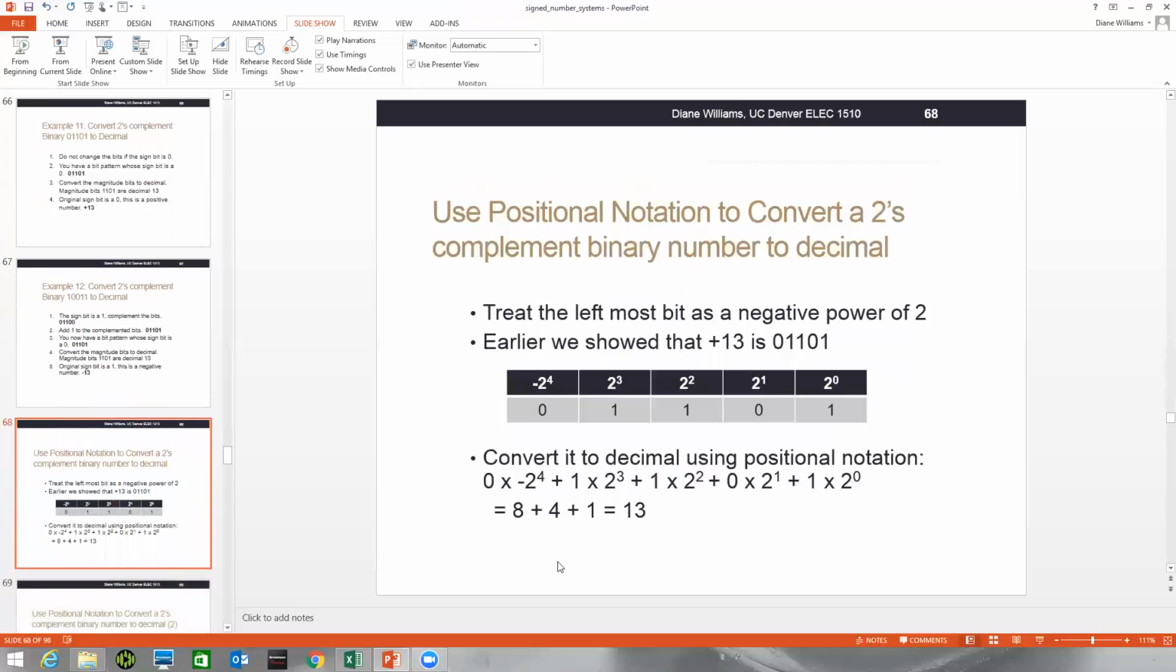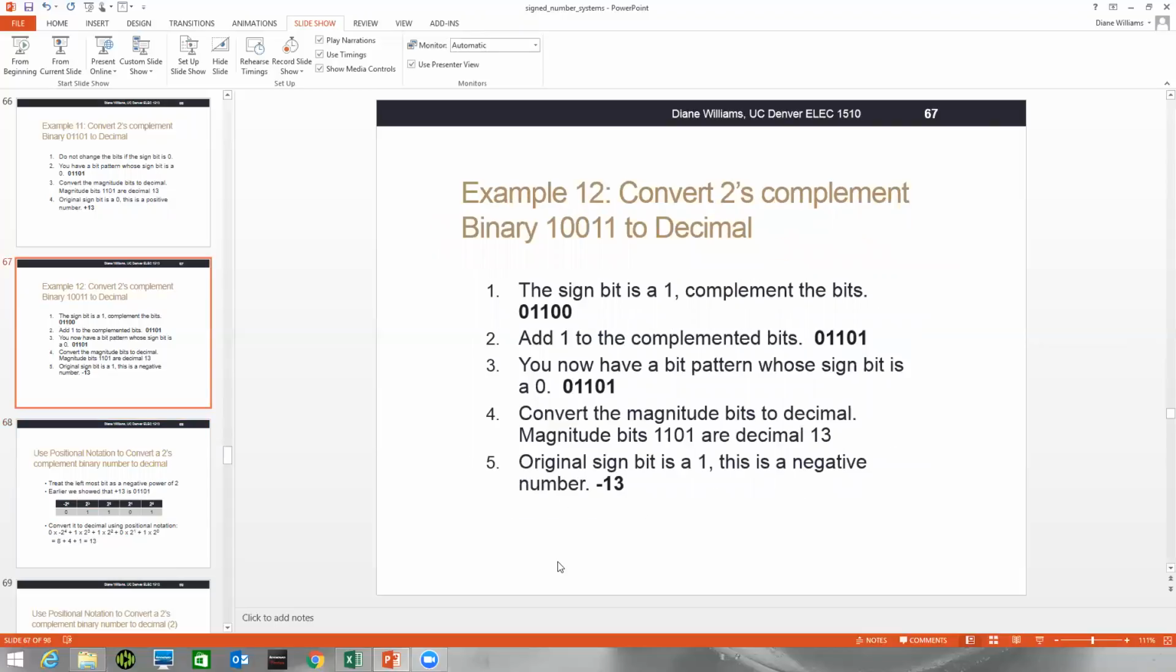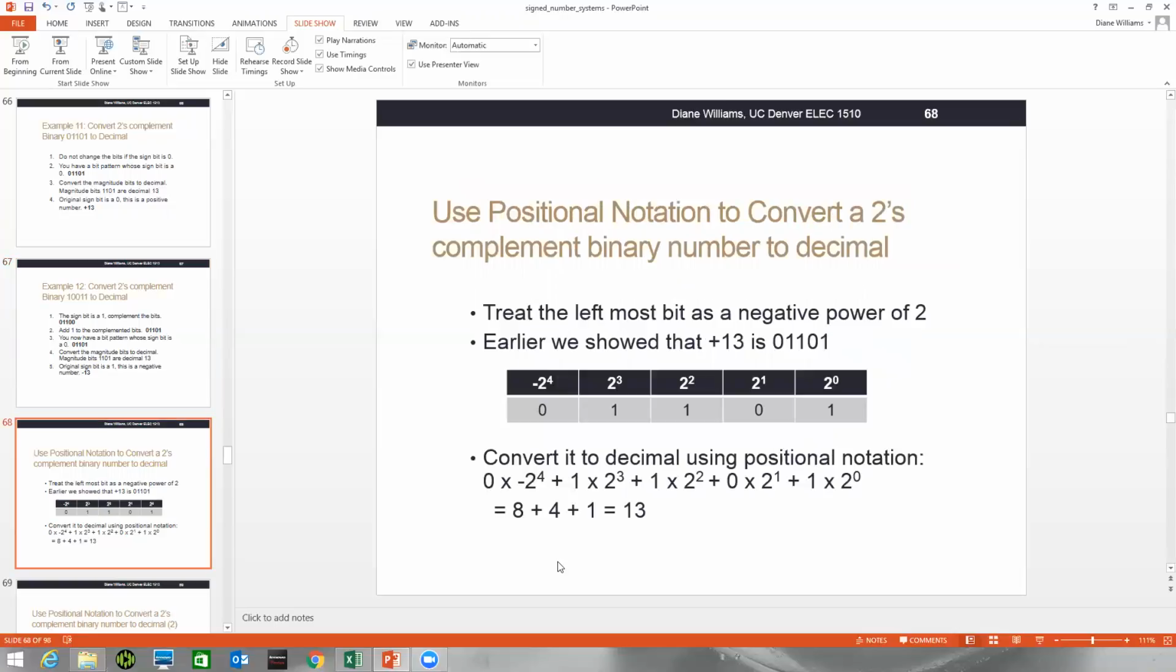All right, there's an easier way to convert: use positional notation, right? There were quite a few steps here. If you're comfortable with these steps, you can follow them, but we can use the idea of positional notation, right? Whenever we have a 2's complement binary number and we want to convert it to decimal, we treat the leftmost bit as a negative power of 2.